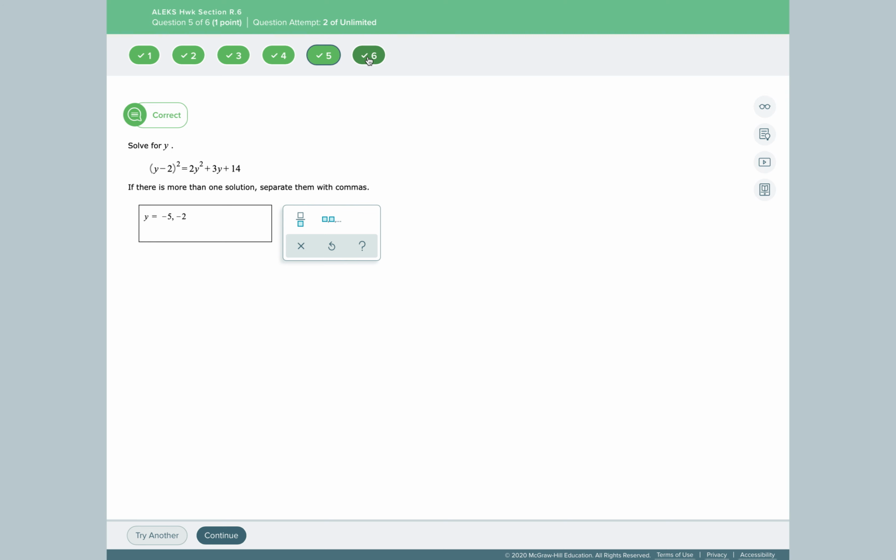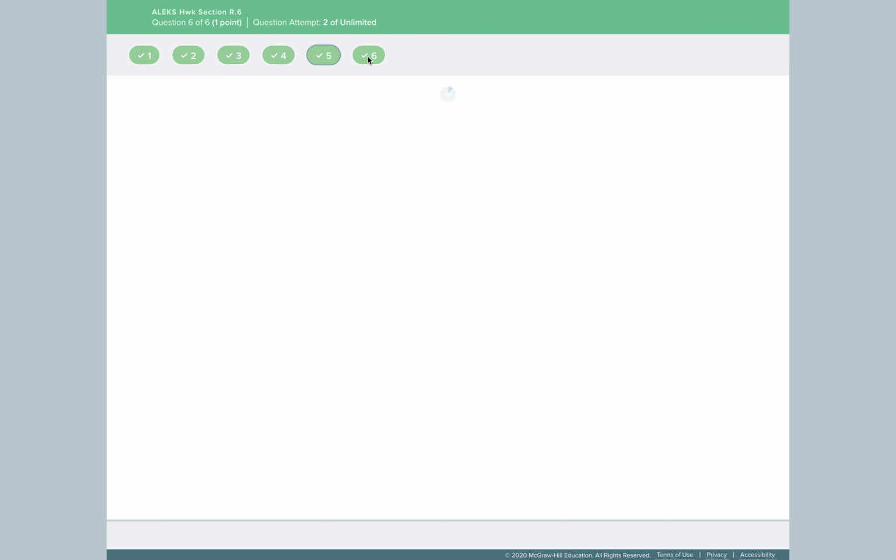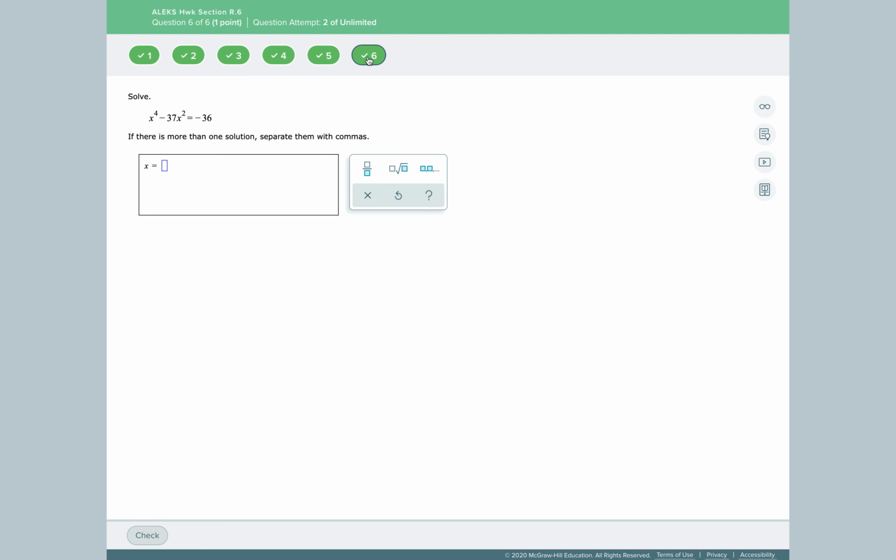Now, for the remaining portion in the simulation, we're looking at a higher order equation, and this is going to be an equation that is not quadratic, but quadratic in form. And here we have x to the fourth minus 37x squared is equal to negative 36.